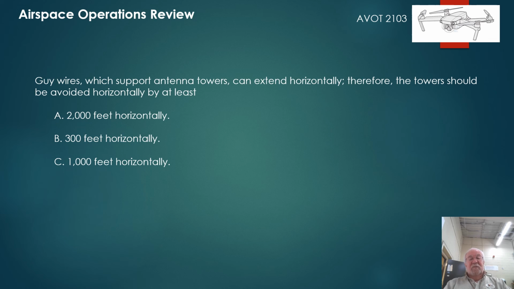Guy wires. Now this is an odd question that I didn't cover. This is a recommendation from the FAA, but it is a test question as well. Guy wires, you know what that is, right? We have a tower, and they'll have wires off to the side that support it for whatever reason. Many towers don't have guy wires at all, but most of them do have some kind of guy wire. The FAA is recommending 2,000 feet horizontally to keep clear of towers.